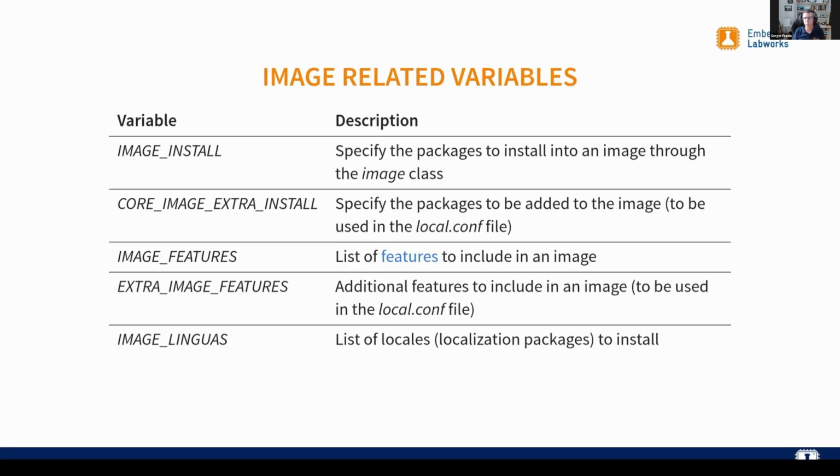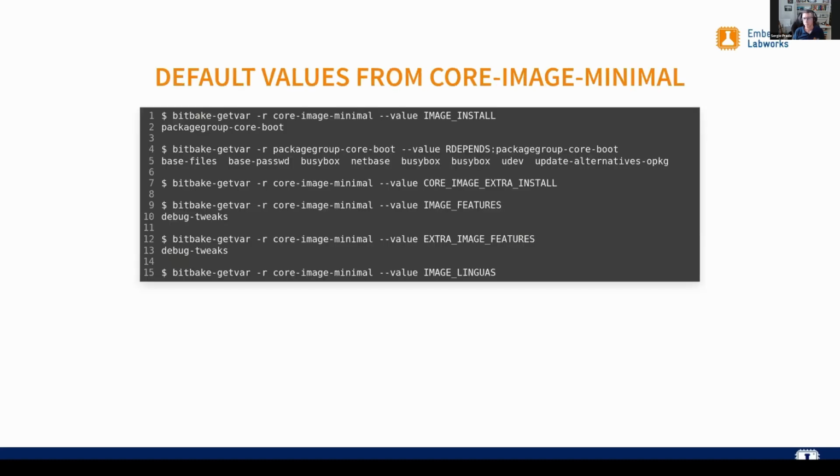There you can use IMAGE_INSTALL and CORE_IMAGE_EXTRA_INSTALL to define the packages that you want to install in the image. You also have IMAGE_FEATURES, right? To enable features in the image. Depending on the image feature that you enable, you're going to have extra packages installed in the image and so on. So here we can see the default value, right?